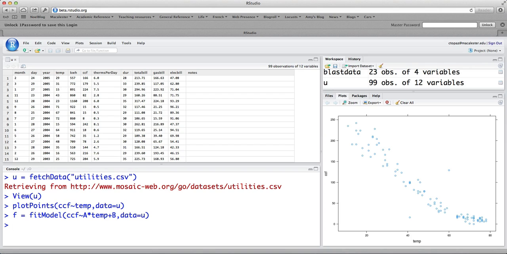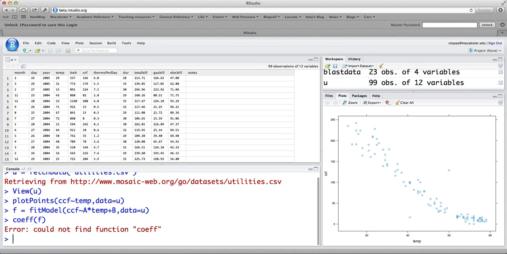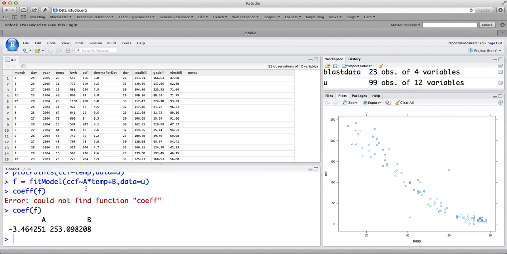Okay, so now we might want to just take a peek inside of that function and see what values of a and b were found. We can type coef of f, and we see that a, which is the slope of our line, was found to be about minus 3.46. The y-intercept is 253.